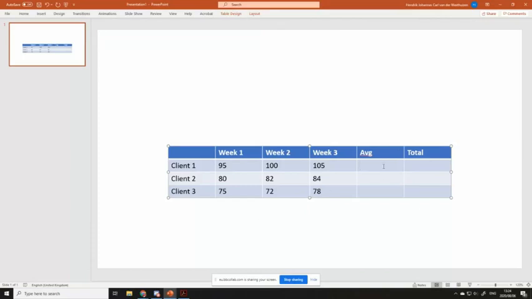Looking at the average, what is the average weight gained for client 1? What do you guys think? 5, yes. And then for the second client, the average weight gained, what would that be? 2, that is correct. Now, for the last client, what is the average weight gain for the last client?